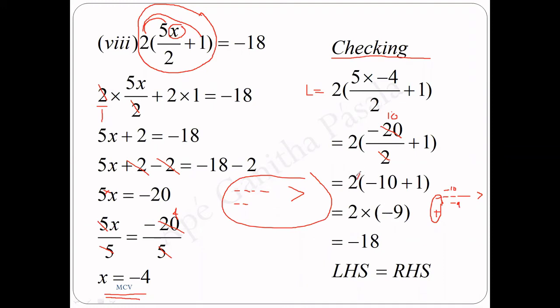Bracket means there is a multiplication. Yes, there is a multiplication because 2 is the common factor. So 2 into minus 9, minus 18. Then the left hand side was minus 18. Then the right hand side also minus 18. So what can you decide? LHS equal to RHS. Both are minus 18. Then if LHS equal to RHS, your solution is correct.